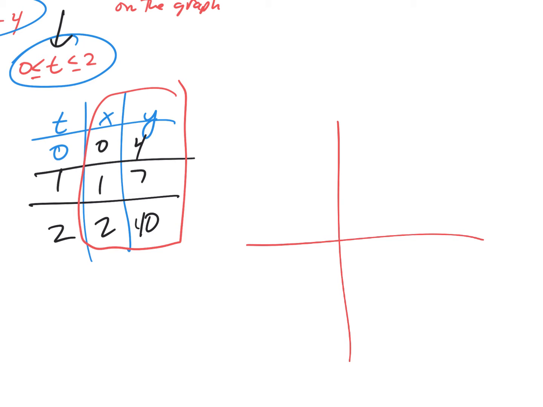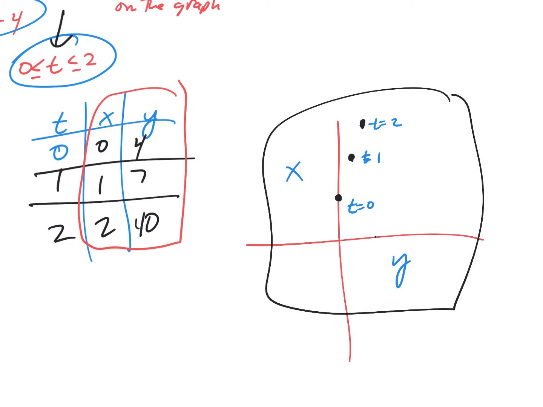So let's graph those. 0, 4, everybody put a dot like right about here. 1, 7, let's say it's right about there. 2, 10, it's right about there. And this would be at, I'm going to label these in a different color, t equals 0. This is at t equals 1. And this is at t equals 2. Now I've got an x and a y and a time all on one graph. Do you get how that's kind of like more information than normal?